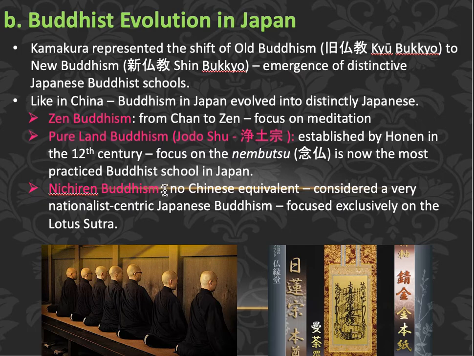And lastly, Nichiren Buddhism. Nichiren Buddhism is a totally unique Japanese Buddhist school. Nichiren Buddhism does not have any Chinese equivalent in China because this Buddhist school is considered to be very nationalistic, focused exclusively on the Lotus Sutra. So even until today, if you have friends who follow Nichiren Buddhism, you have followers of Nichiren Buddhism in Malaysia. Followers of Nichiren Buddhism need not be Japanese. So you can find in Malaysia, some of your Chinese friends may be Nichiren Buddhists, but in Malaysia, they will not be known as Nichiren Buddhists, but known as Soka Gakkai.